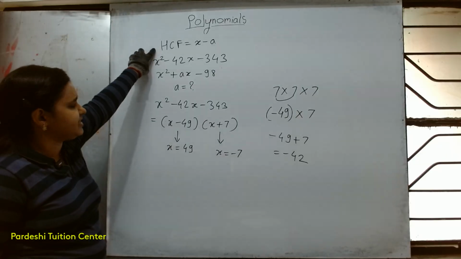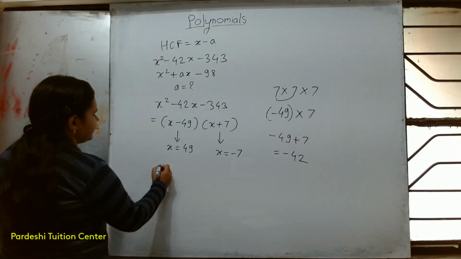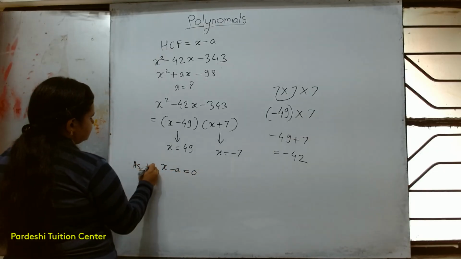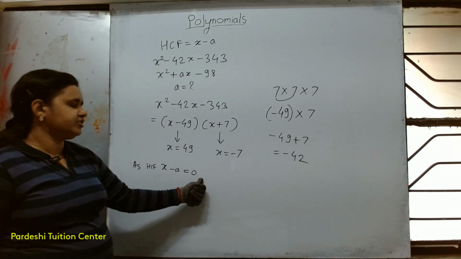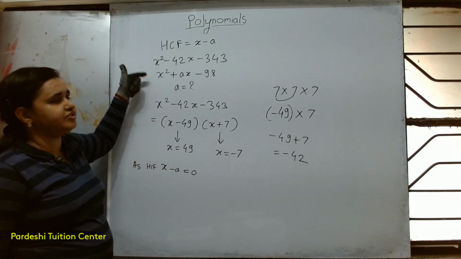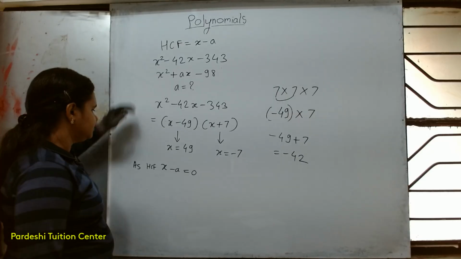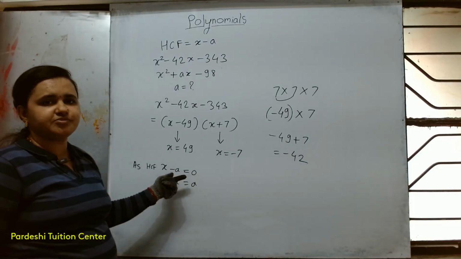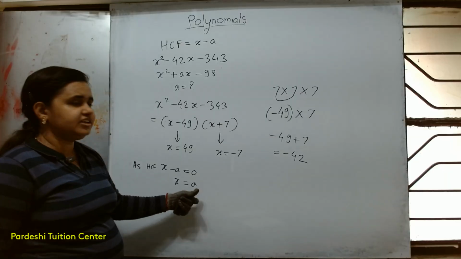As x minus a is the HCF of these polynomials, x minus a should be equal to 0, because it is the factor of these two polynomials. Okay, factors are equal to 0 always. So it will be x equals a. I can find from the HCF, x minus a equals 0, x will be equal to a. Okay, and we have to find the value of a.